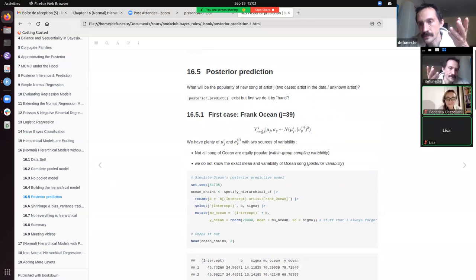First case, we know him. Then we can just pull his mu g from our simulation. And for sigma y, we have two sources of variability: the intrinsic variability of him, I will call it, and then the variability that we put in because we don't know exactly his correct popularity score. Let's say we are just trying to estimate it every time.